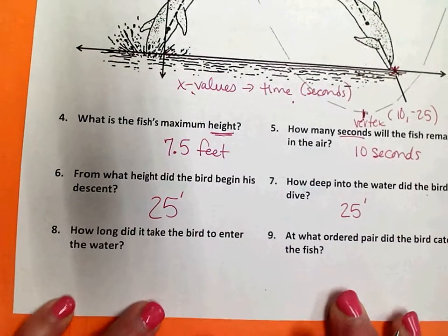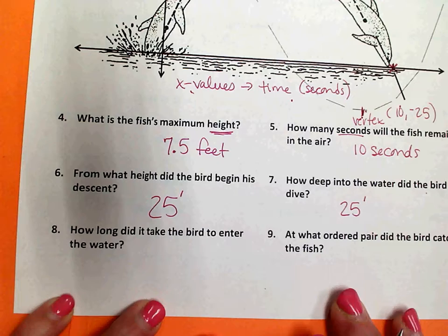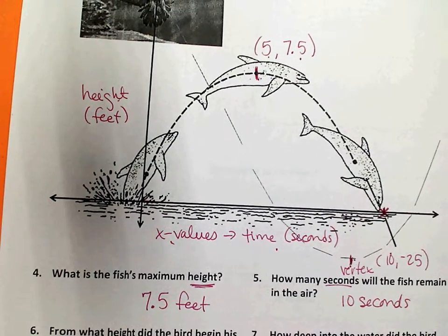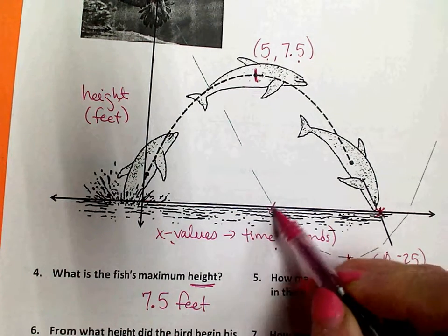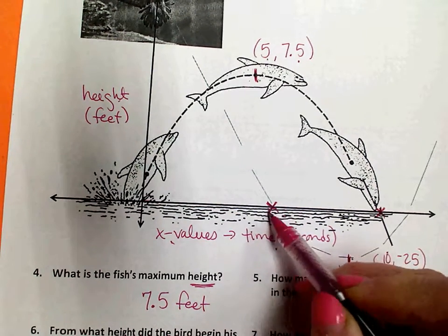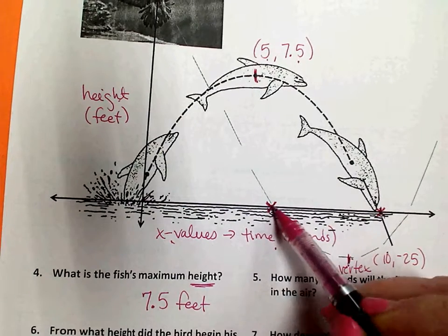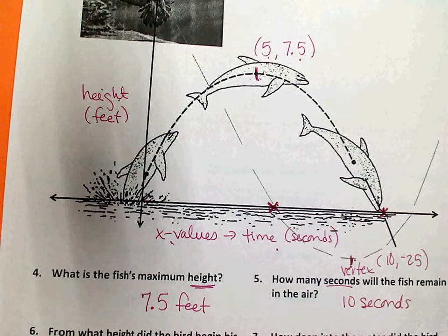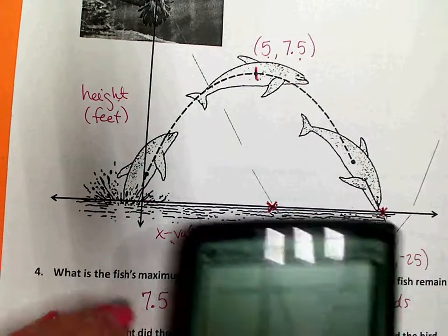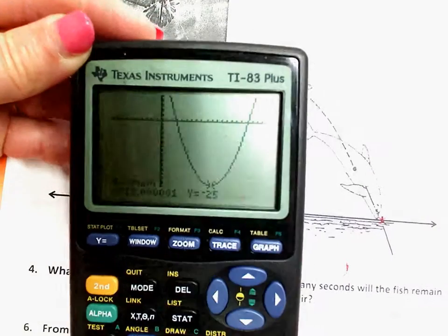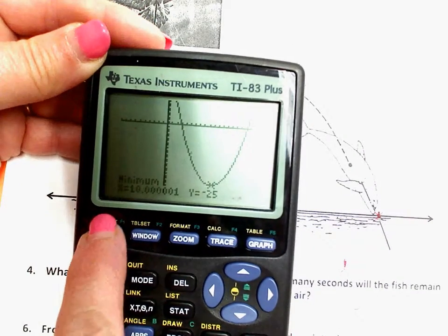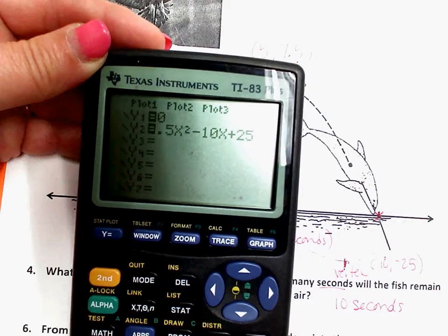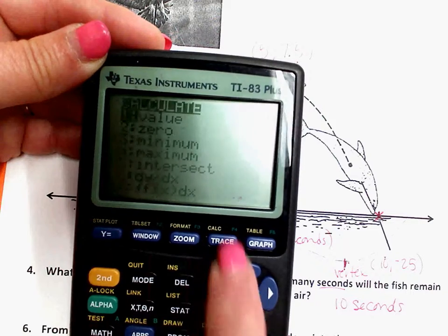How long did it take the bird to enter the water? So to answer this question, you have to know, when did the bird enter the water? He entered the water right here. So in other words, this is one of the solutions where this parabola is crossing the x-axis. So I'm going to find on the bird's equation, when x is 0, I'm going to go ahead and put the x-axis equation in there, and I'm just going to intersect those. So second trace, and this time I'm going to find their intersection.